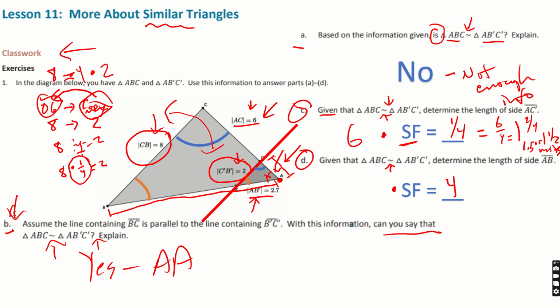So I would have 2.7, which is my smaller copy, times my scale factor to get bigger. Remember, the OG is bigger, right, of 4. And I would end up with 10.8. And again, we don't have any units with this, so I'd say 10.8 units.